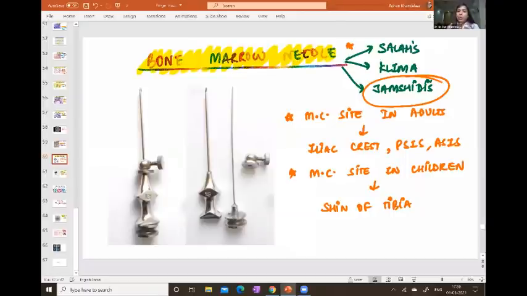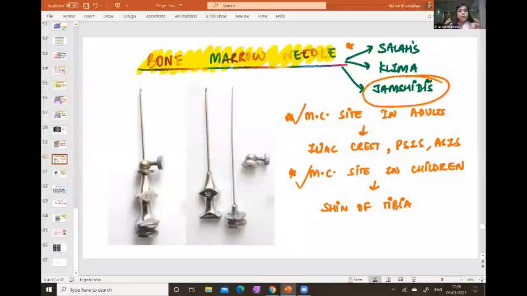So in bone marrow, we do two procedures. One is the aspirate, another is the biopsy. In aspirate, you will just aspirate the bone marrow. In biopsy, I'll take a piece of bone also, right? So Jamshidi has the advantage that we can take the biopsy also from that. What is the most common site for aspirate or biopsy in adults? It's going to be the iliac crest or posterior superior iliac spine. And in children, it is the shin of the tibia, right?